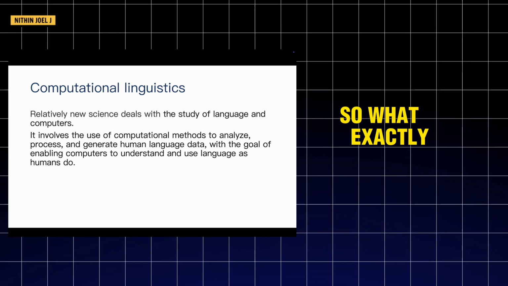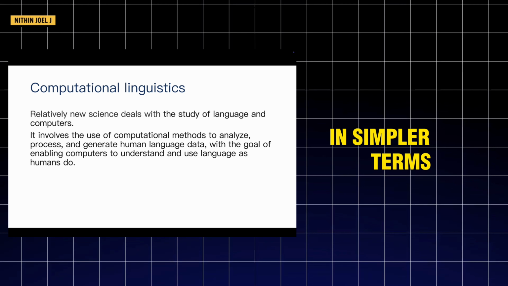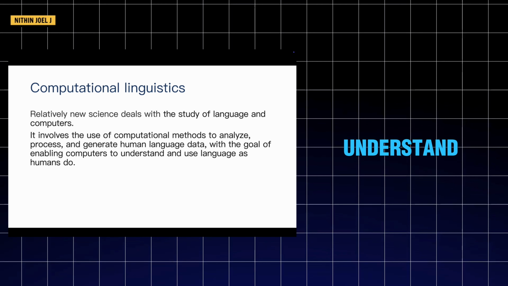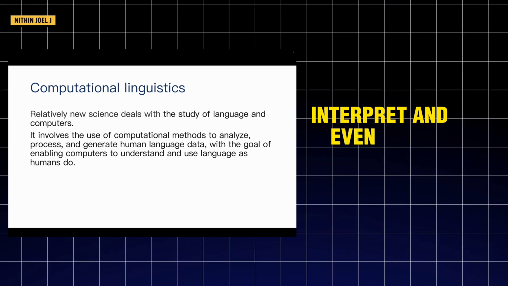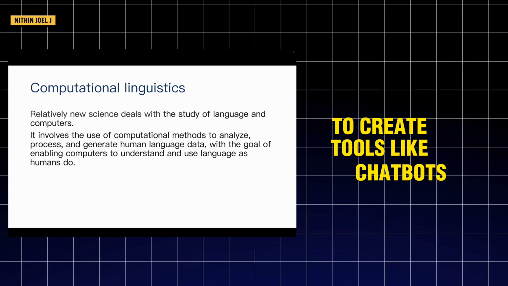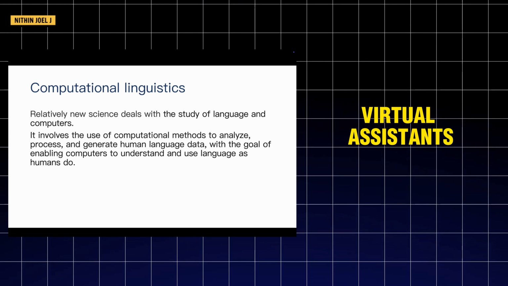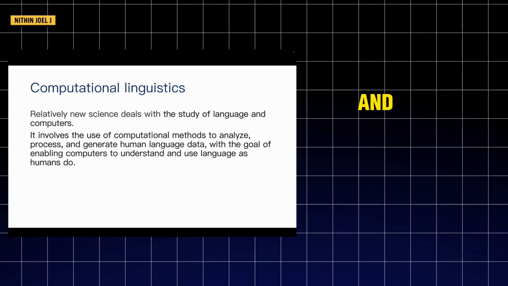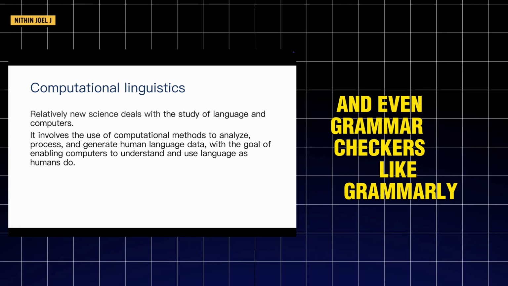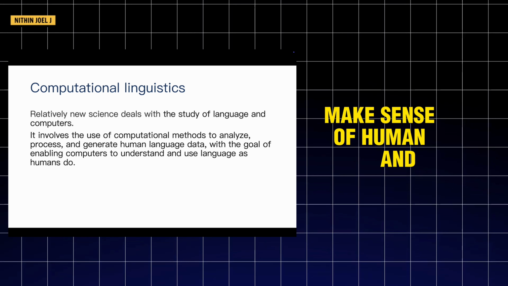Computational linguistics. So, what exactly is computational linguistics? It is the field at the intersection of language and computer science. In simpler terms, it's all about teaching computers to understand, interpret, and even generate human languages. It combines linguistic theory with machine learning and programming to create tools like chatbots, speech recognition systems, language translators, virtual assistants like Siri or Alexa, and even grammar checkers like Grammarly. It's the brain power behind how machines make sense of human language and communicate.